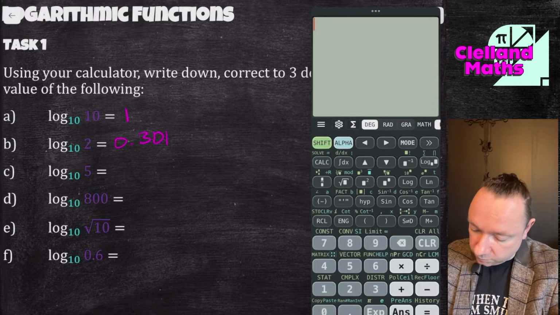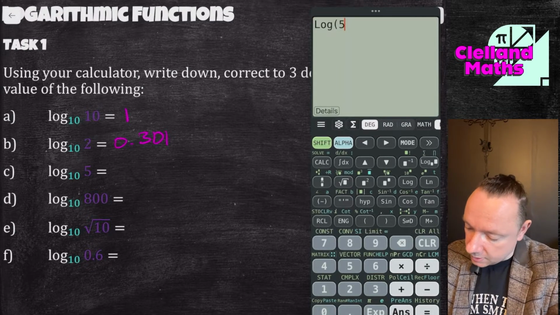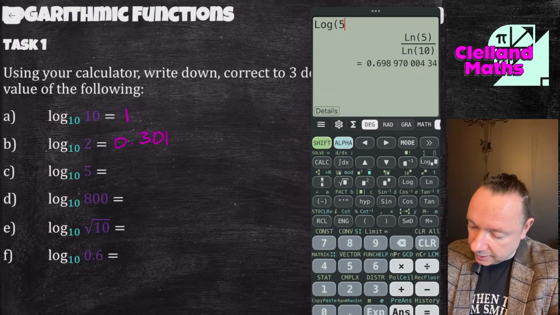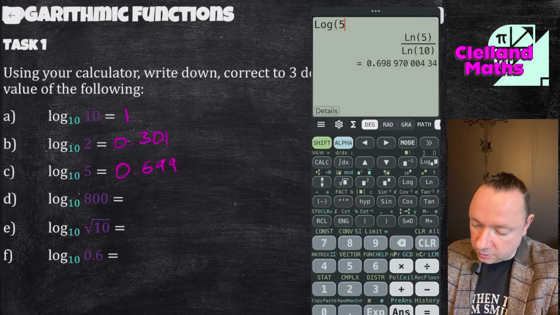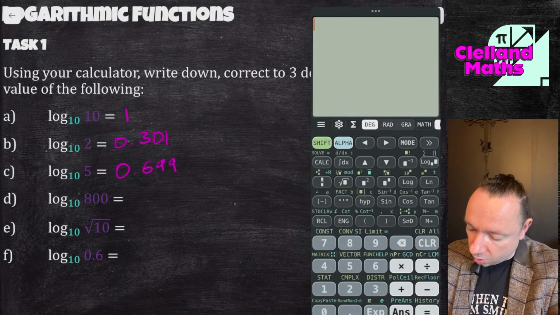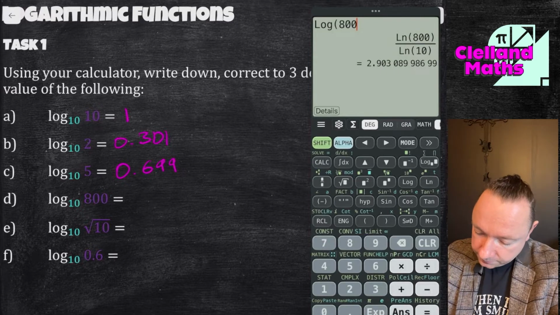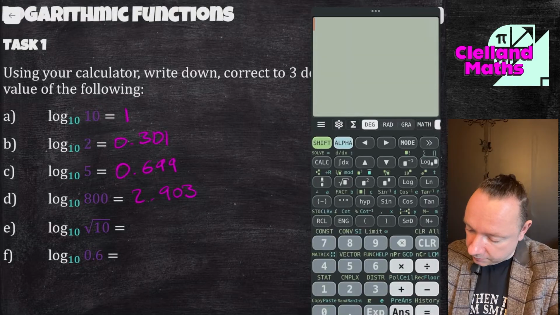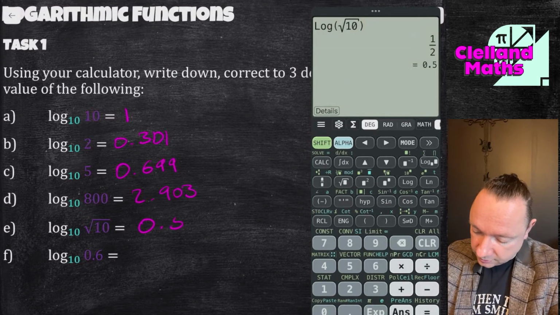Log base 10 of 5, don't get confused here, it's not 2. 10 to the power of something is 5. It is 0.699. Don't worry about my calculator doing something else in there, it's just the final answer we need. Log of 800 is 2.903. If I want log base 10 of root 10, I press log base 10, square root 10, and make sure I close my brackets, I suppose. And I get 0.5.